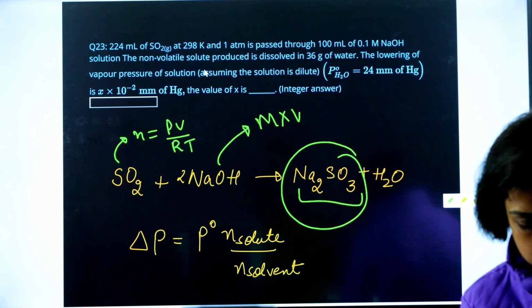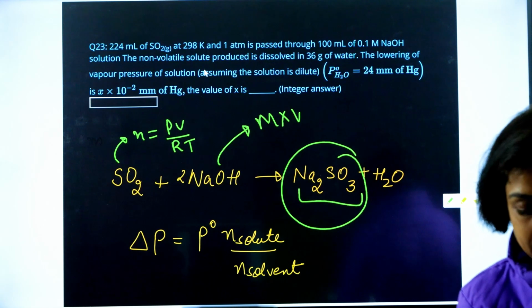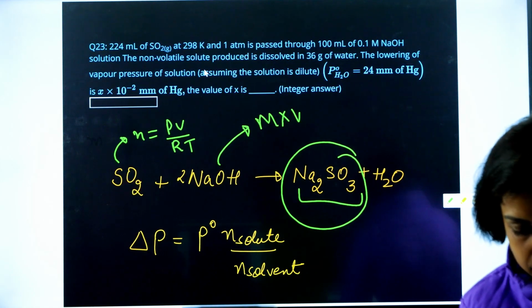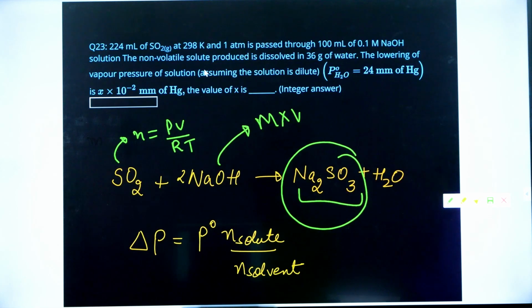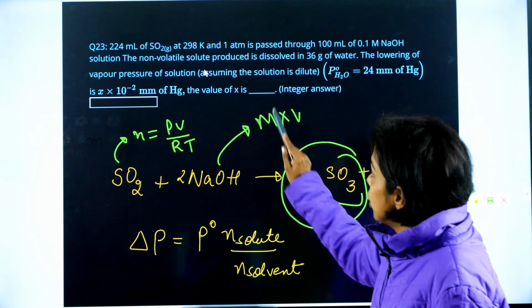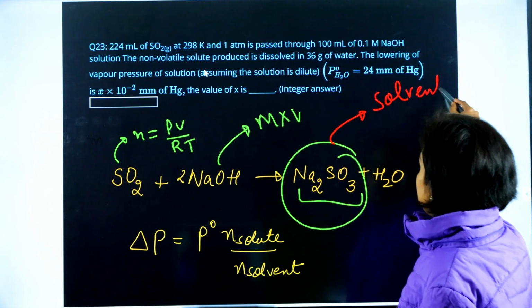For SO2, use PV is equal to nRT. Everything is given. And for NaOH, you can use molarity into volume to calculate Na2SO3, which is the solute formed here, guys. That is the solute formed, right? Yes, so the solute is Na2SO3. Now this solute is dissolved in water. The solvent is water.